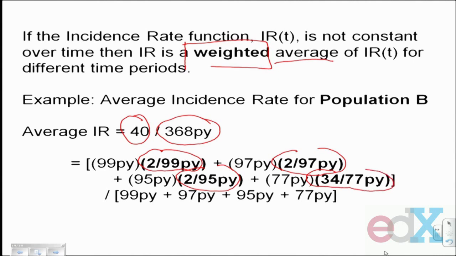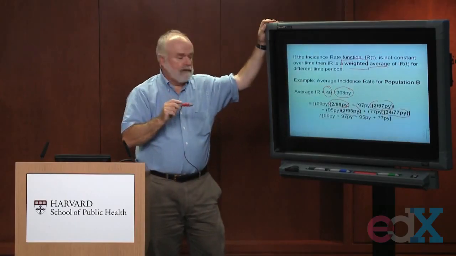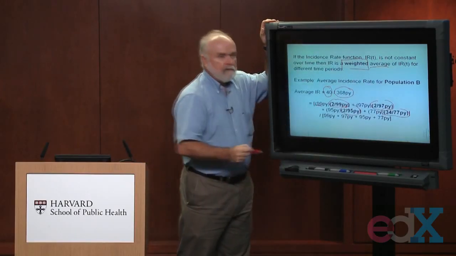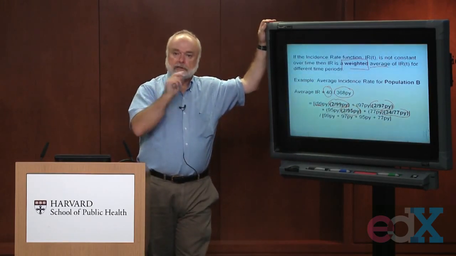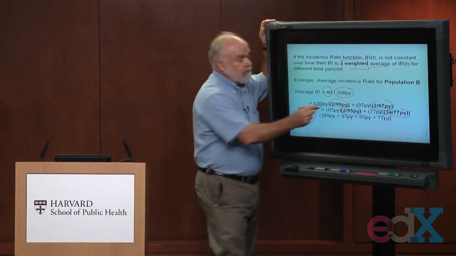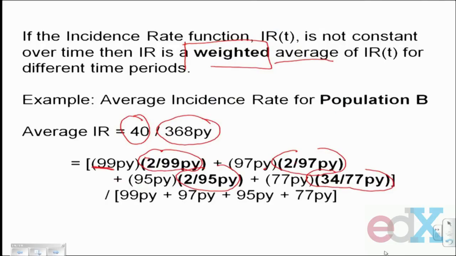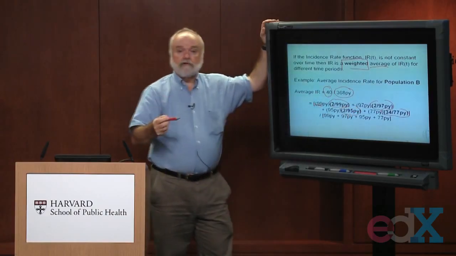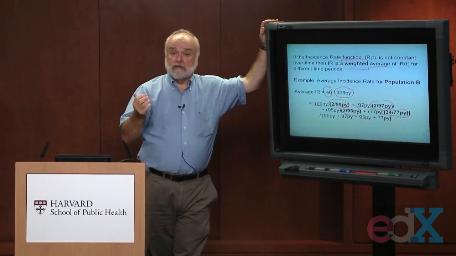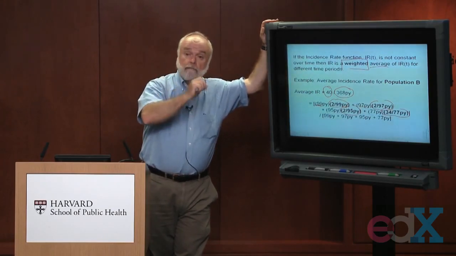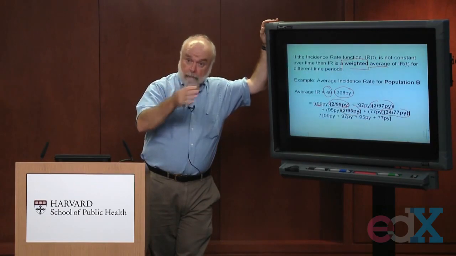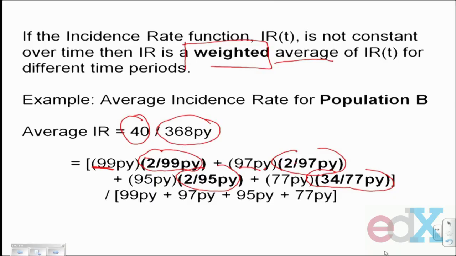So I'll take the first incidence rate, which was 2 cases for 99 person years of observation, and weight it by the total number of person years that went into that calculation, 99. Do the same thing for the 2nd year. The incidence rate was 2 cases out of 97 person years of follow-up. Weight that by the 97 person years. Do that for the 3rd and 4th and add those together. That's a weighted summation. Each incidence rate is being weighted by the total amount of person time that went into that calculation. And then divide that entire quantity by the sum of the weights. That's what a weighted average is. And you'll get the same number, 40 divided by 368 person years.